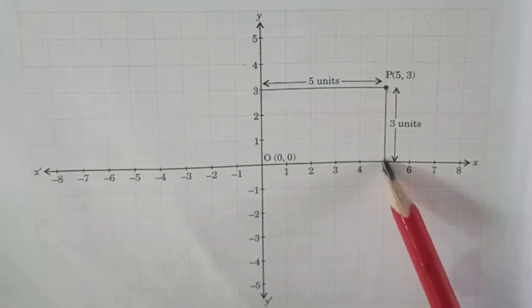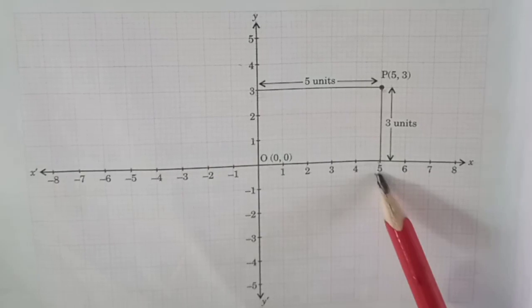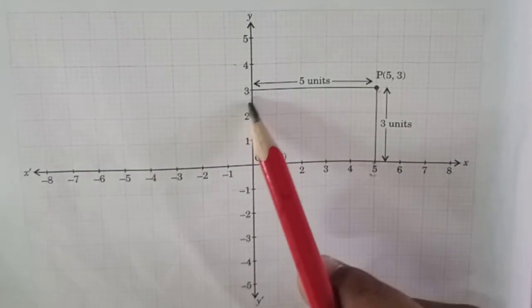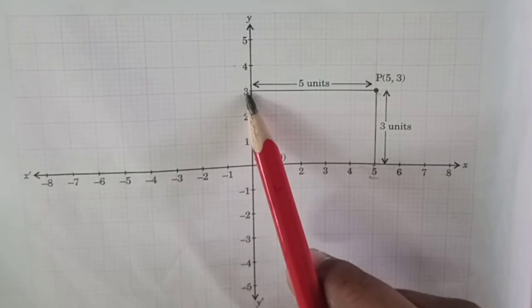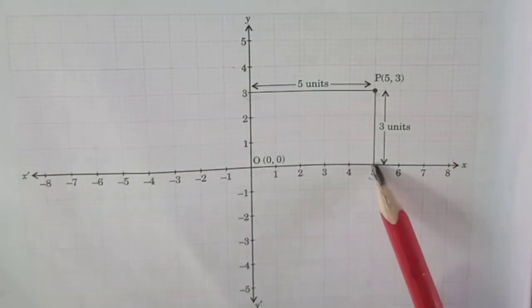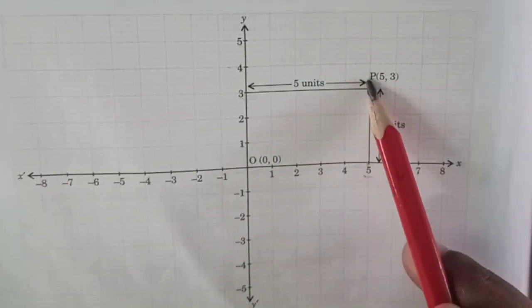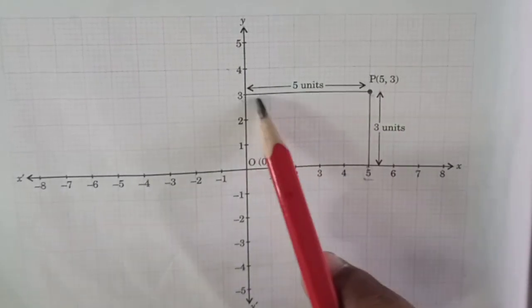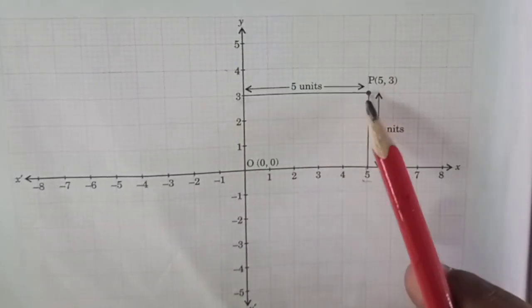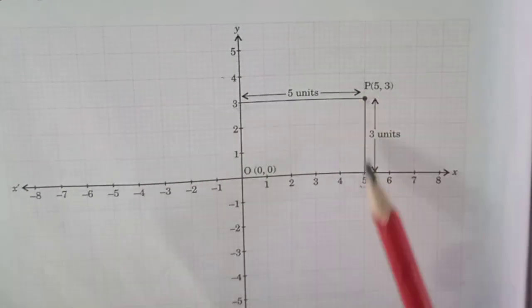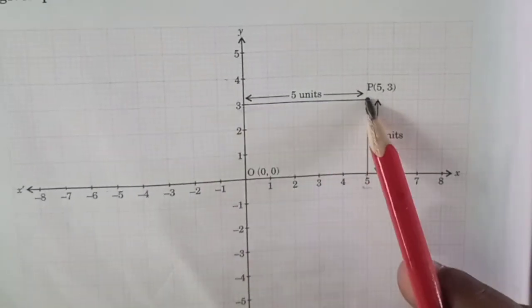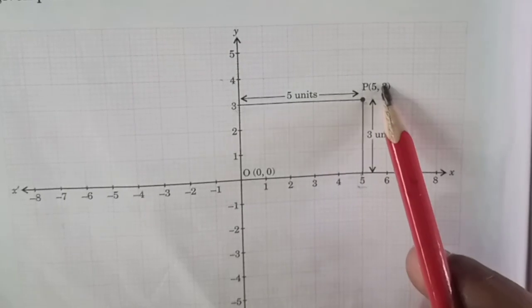Here the x value is 5, and the y value is 3 here. The lines from x-axis 5 and y-axis 3 meet at a point P(5, 3). So 5 and 3 meet at the point (5, 3).